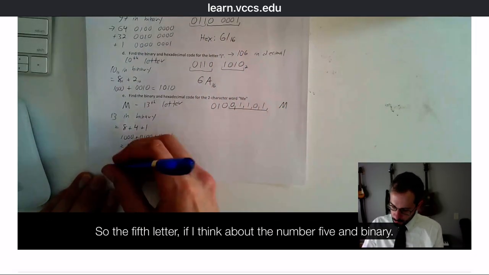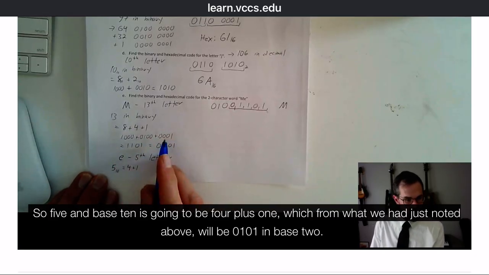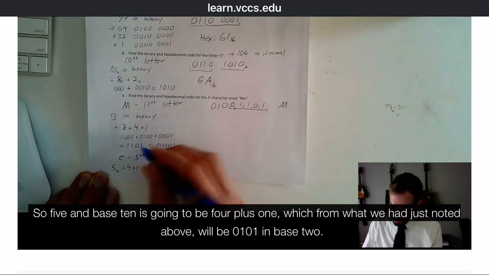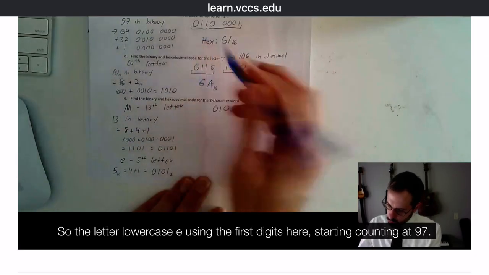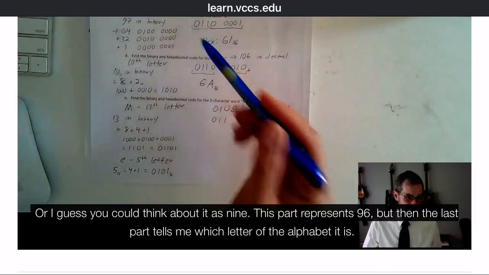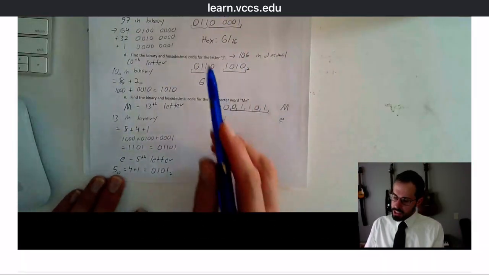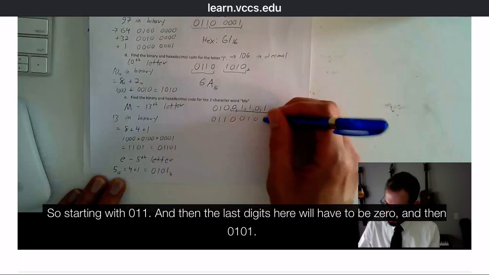So the fifth letter, if I think about the number 5 in binary, so 5 in base 10 is going to be 4 plus 1, which from what we just noted above will be 0, 1, 0, 1 in base 2. So the letter lowercase e, using the first digits here, starting counting at 97, or I guess you can think about it as this part represents 96, but then the last part tells me which letter of the alphabet it is. So starting with 0, 1, 1, and then the last digits here will have to be 0, and then 0, 1, 0, 1.